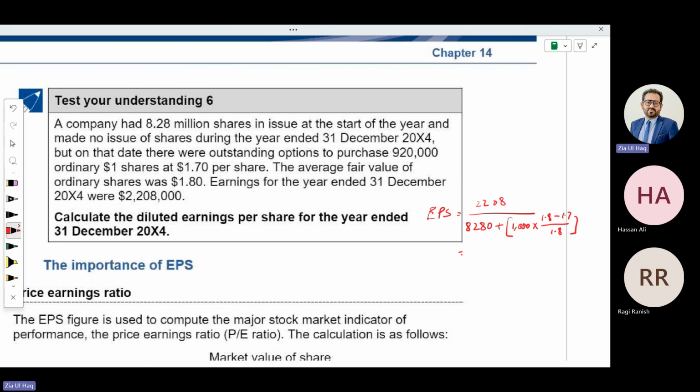$1 million options. Market price is 1.8. Exercise price is 1.7. So options multiplied by fair value minus exercise price, divided by fair value. That will be added to the initial shares. This will be the increase in shares due to option. What is basic EPS? 2208 divided by 8280. Simple?